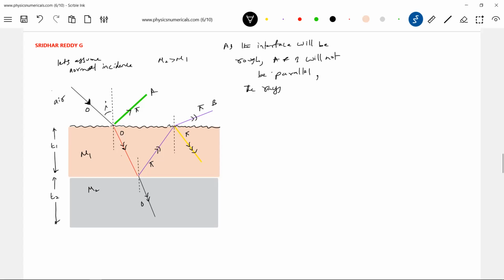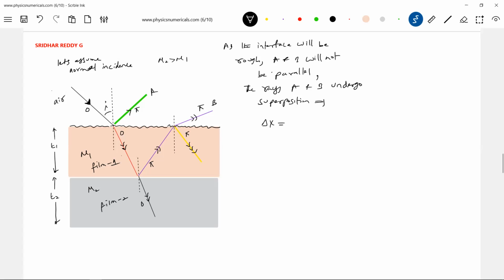What is A? Ray A is reflected by the air and film 1 boundary, and ray B is reflected by the interface of film 1 and film 2. The rays A and B undergo superposition. Then what is the path difference?